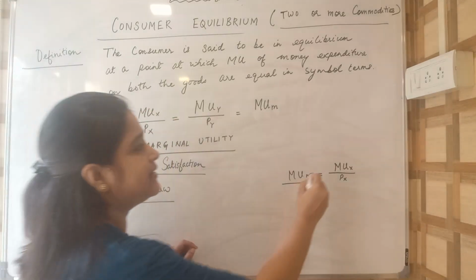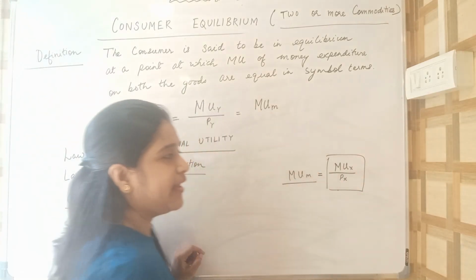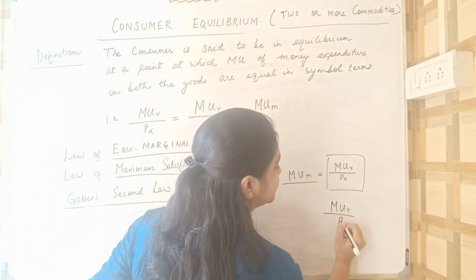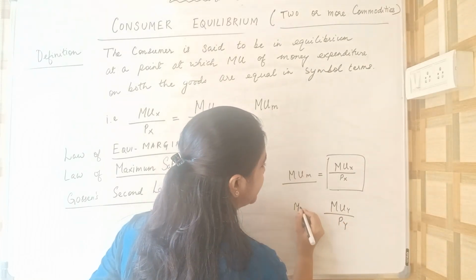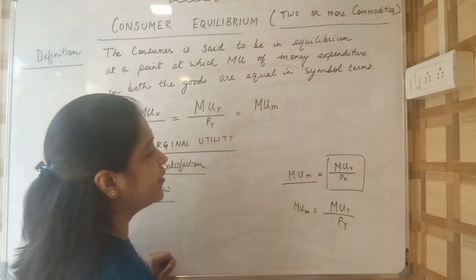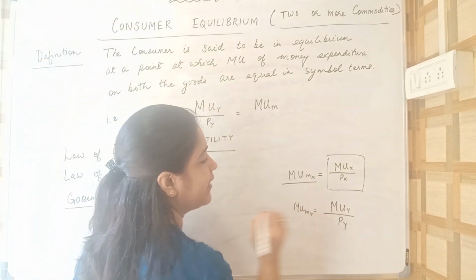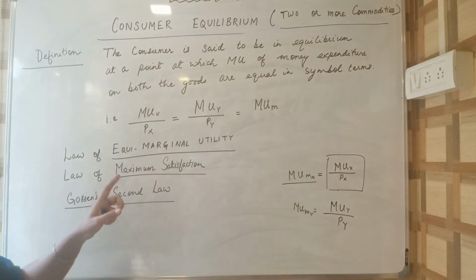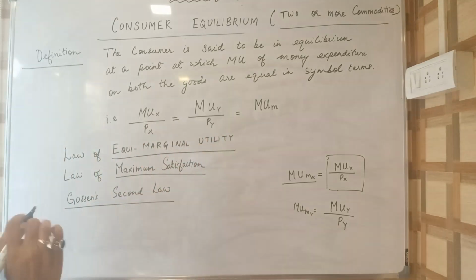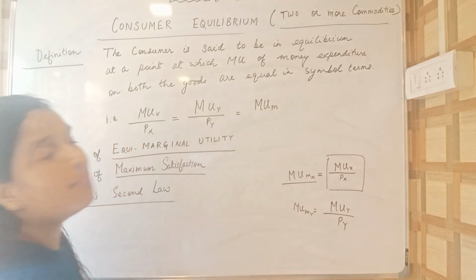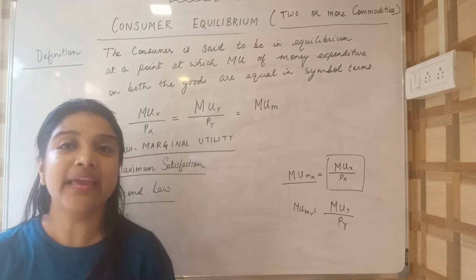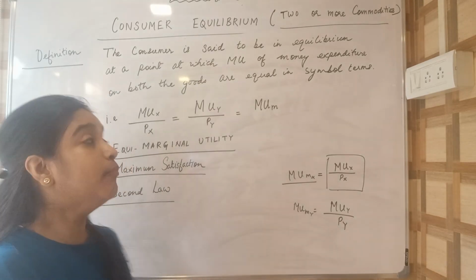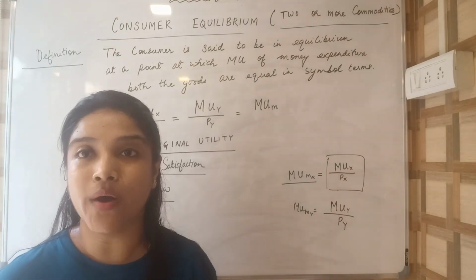So, in case of two or more commodities, the marginal utility of money expenditure on good X, that is MUX upon PX, and the marginal utility of money expenditure on good Y, that is MUY upon PY, have to be equal for both the goods, which is equal to the marginal utility of money expenditure. That is, whatever is the last unit of money spent on both the goods should be equal to one another.